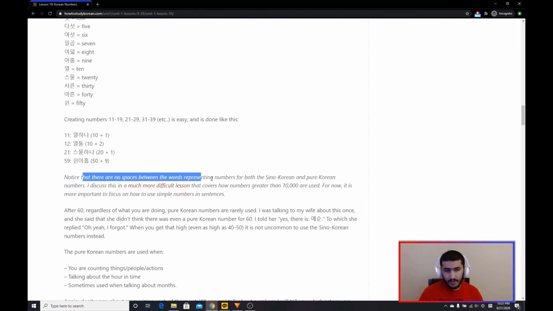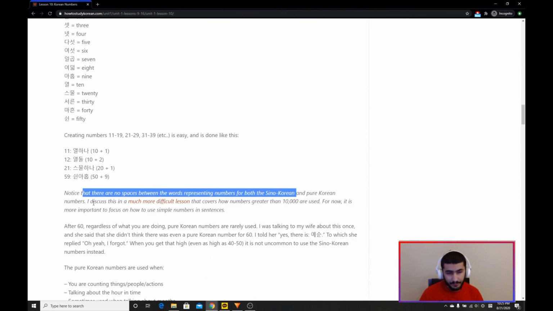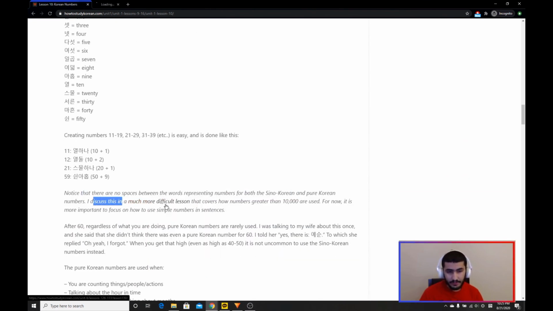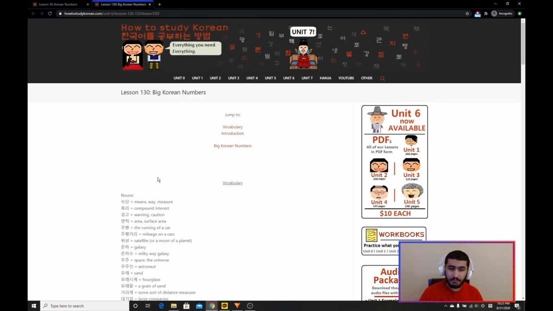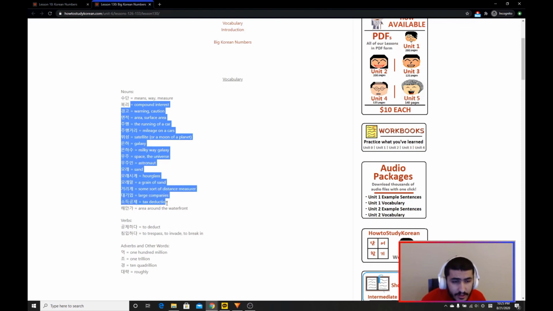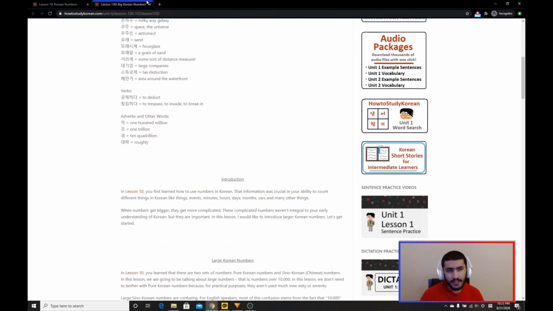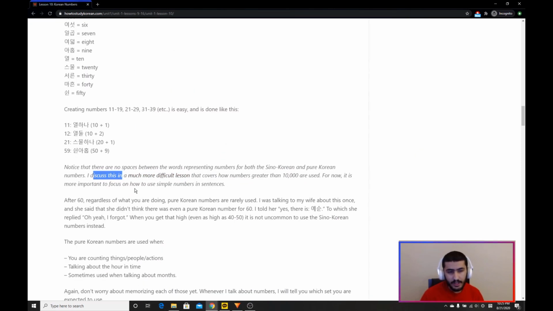Notice, there's no space between the words representing numbers for both the Sino-Korean and pure Korean numbers. And you'll see what he means in a little bit. I discussed this in a much more difficult lesson, 130, big Korean numbers. Oh, interesting. Oh yeah, I remember this lesson. This is where he talks about the 100 million. Yeah, okay. Yeah, over 10,000s are used.